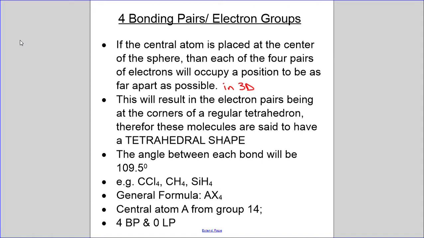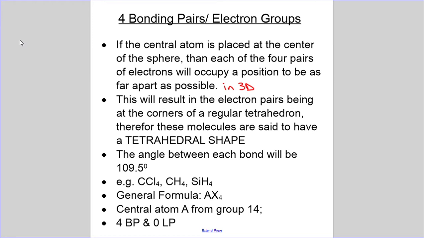And so if you have the model kit, I would encourage you to build CH4 and take a look at it, and you'll really get a sense of how these things repel each other. And so just kind of keep in mind that electron clouds want to push each other apart while still maintaining a little bit of structure. So this results in electron pairs being at the corners of a regular tetrahedron. So if we have one from group 14 as our central atom, we tend to have this tetrahedral shape. So the angles between each bond are going to be 109.5 degrees.